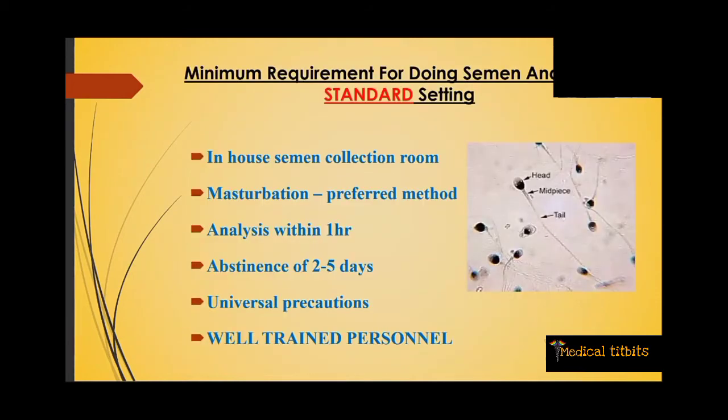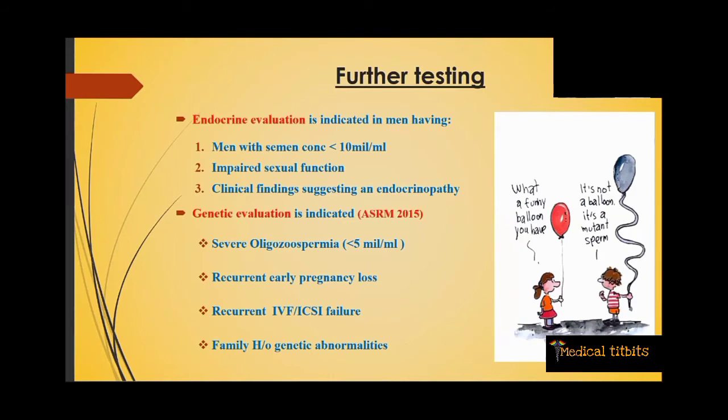So what are the minimum requirements for doing semen analysis in a standard setting? There should be an in-house semen collection room. Masturbation is always the preferred method. Analysis has to start within 1 hour of ejaculation. A minimum abstinence period of 2 to 5 days has to be followed. Don't forget the universal precautions you have to take and the well-trained personnel you have to have in a standard accredited laboratory.